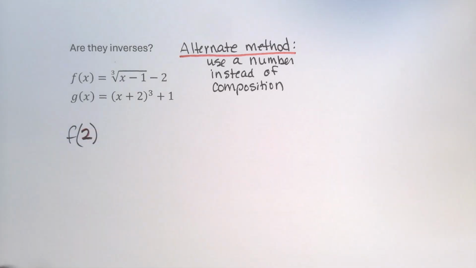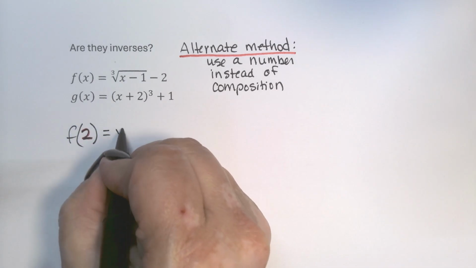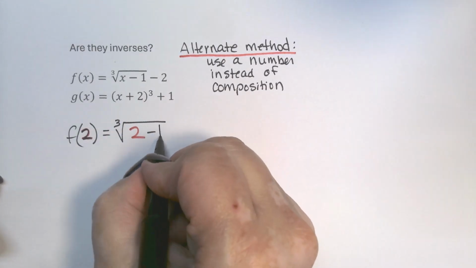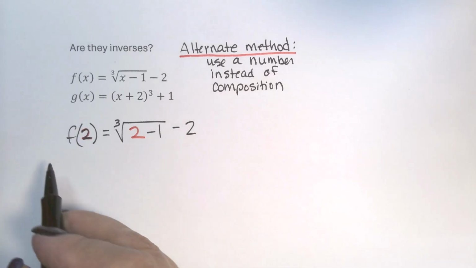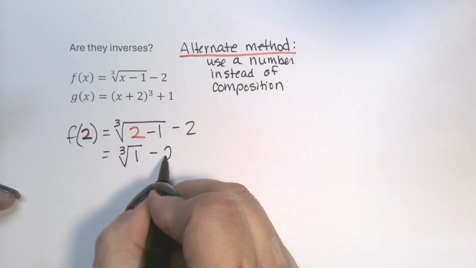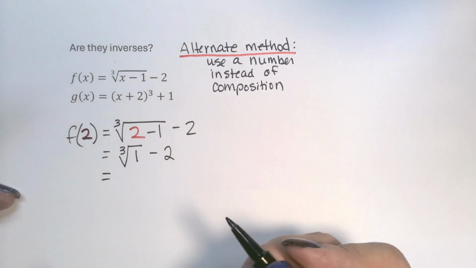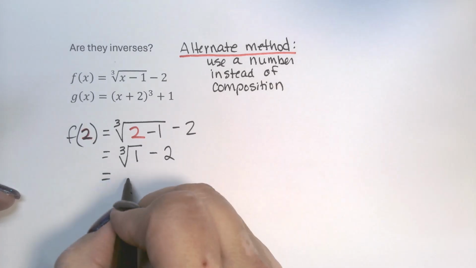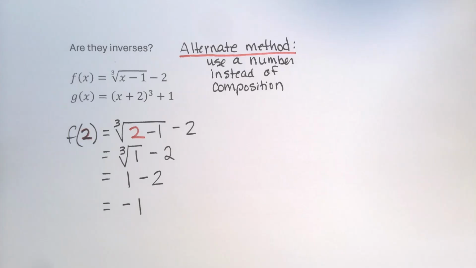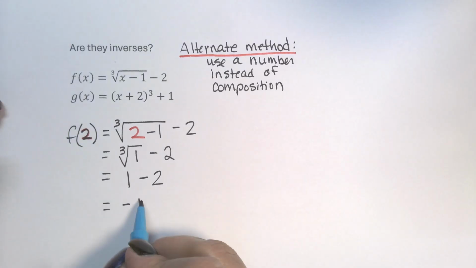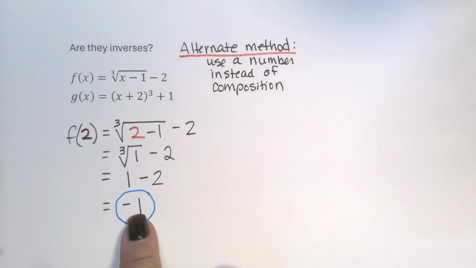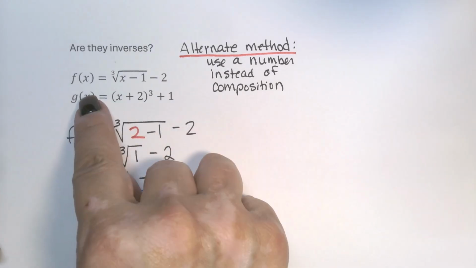So that 2 is going to go into my first function, and I'm going to have 2 minus 1, and then the minus 2 is on the outside of that radical. Let's simplify this, and we end up with the cube root of 1 minus 2, which is, the cube root of 1 is just 1, because 1 times 1 times 1 is 1, so it's 1 minus 2, and we get a negative 1. Now what you do with that, whatever your answer is here, remember how x's and y's switch? The answer here has to be the input for the second one.